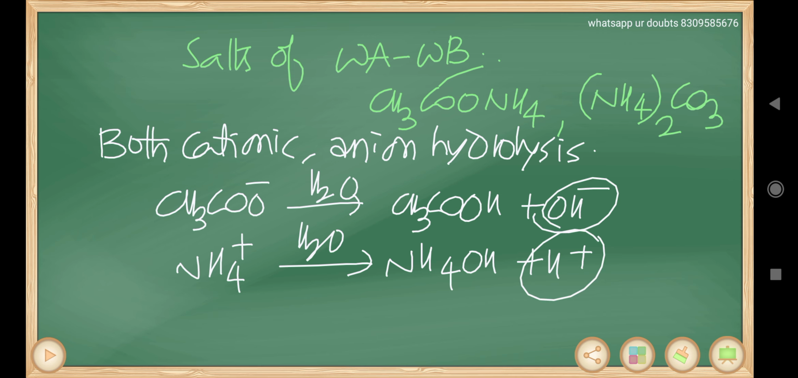Again, it depends on the strength of the weak acid and weak base. If the weak acid is slightly stronger than the weak base, then the final nature will be slightly acidic. If the weak base is slightly stronger than the weak acid, then it will be slightly basic, so pH will be slightly more than 7.